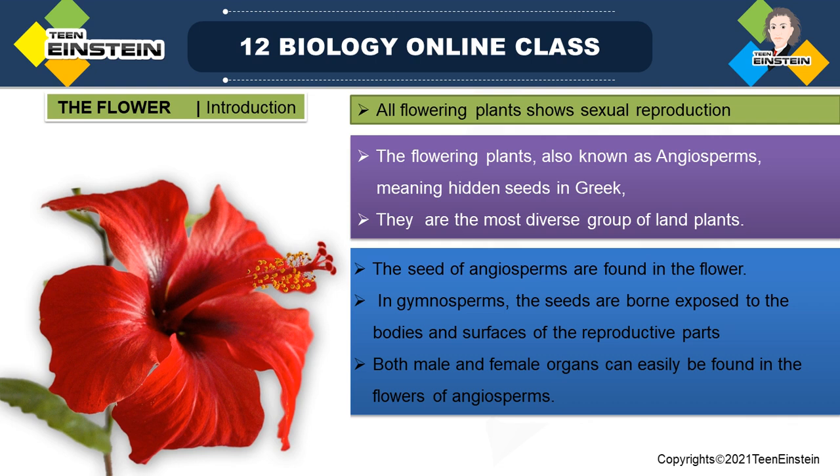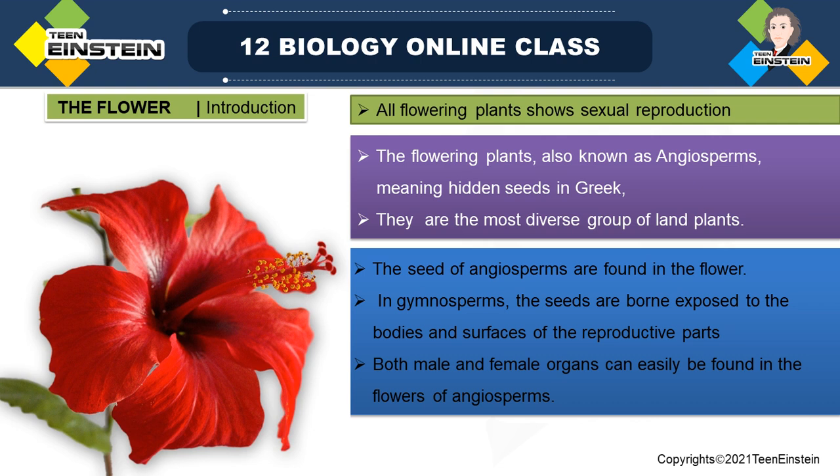Gymno means naked seeds. They have naked seeds in the case of gymnosperms. But in angiosperms, the seeds are found in the flower. Just imagine a common flower like marigold. We can see seeds inside the flower, right? So in angiosperms, you can easily make out the male and female reproductive organs also, right?